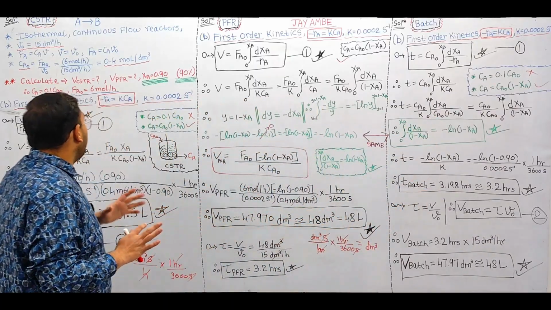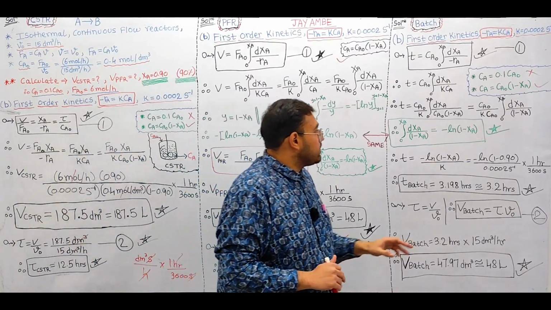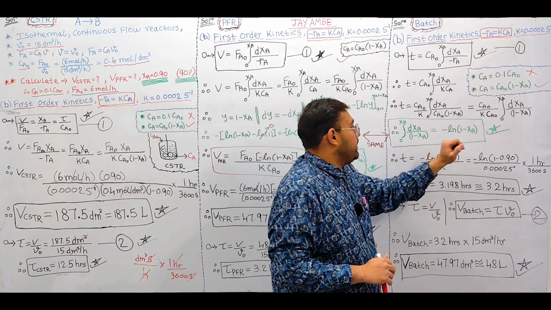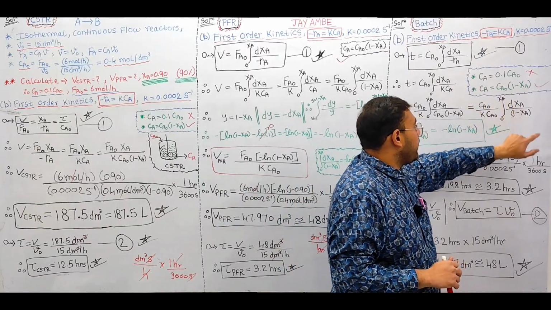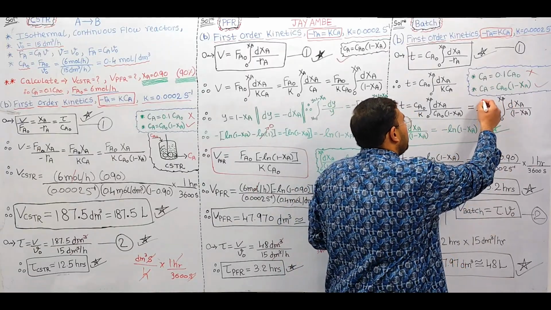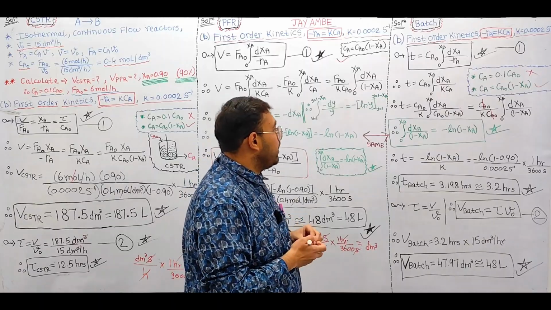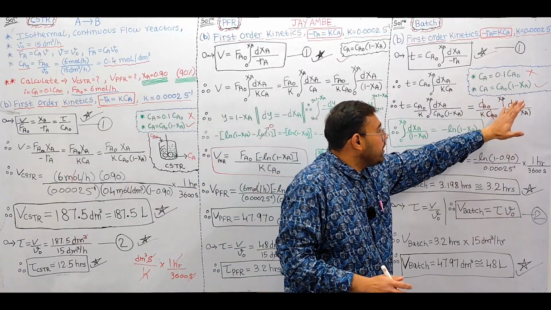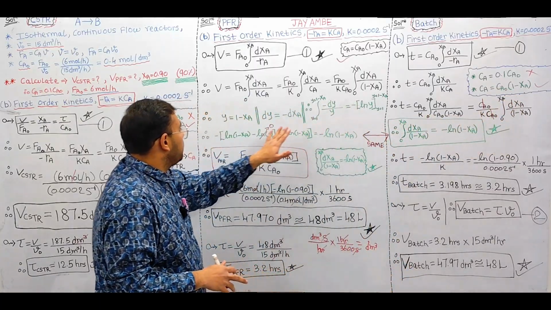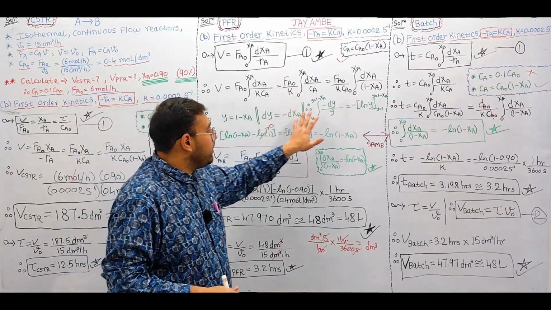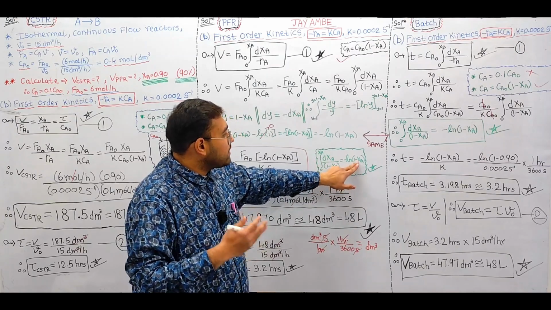Now, similarly, CA naught is constant. The initial concentration of reactant A is 0.4 moles per cubic decimeter. So we can take CA naught out of the integration. So CA naught by k, CA naught integration of 0 to XA dXA upon 1 minus XA. From the numerator and denominator, we can cancel off CA naught. Now we need to solve this integral. We have already solved it, and in a similar way we can get the value of this integral as minus ln 1 minus XA.